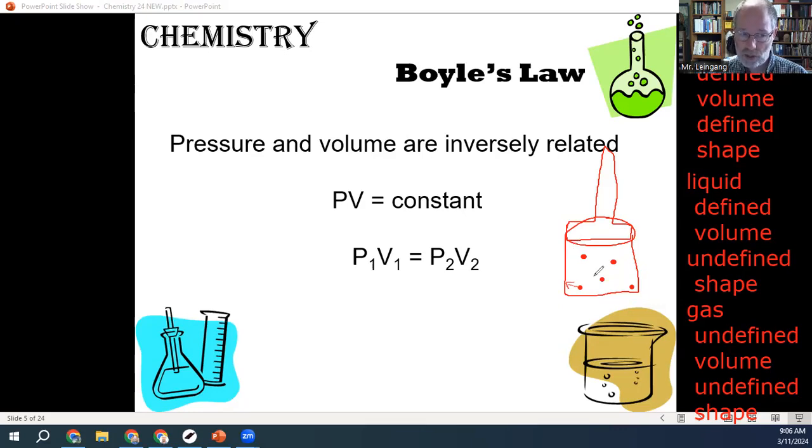The pressure of the gas got smaller. As I increased the amount of space, we call that volume, the gas would hit the sides of the container less often.